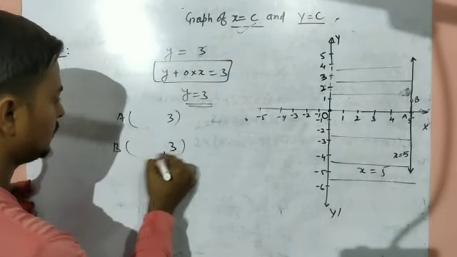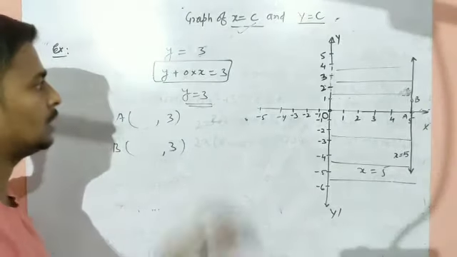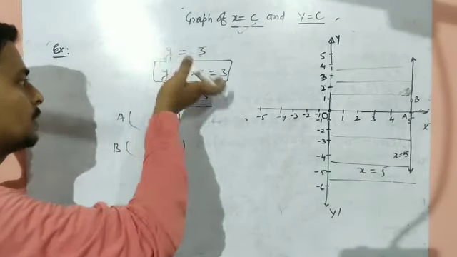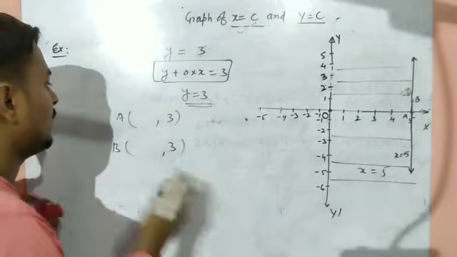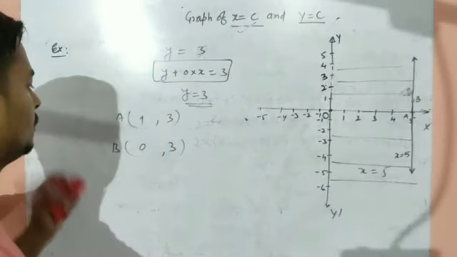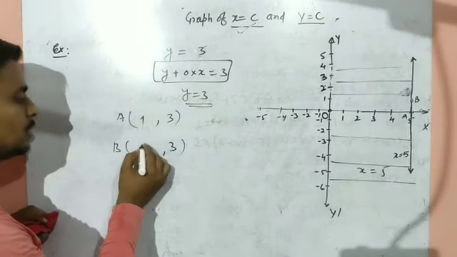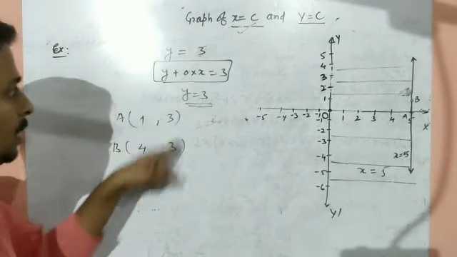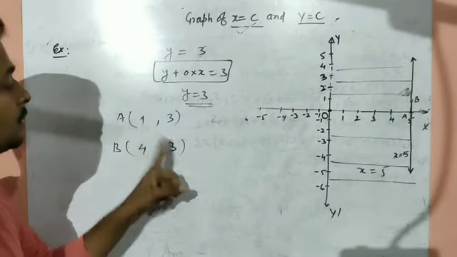Y is fixed at 3 and x is not given, which means there is no relation with x, so x does not depend on y. X is free. So I am taking x as 1 and 0. You can also take x is equal to 4, whatever you like, this is your choice. But y is always fixed.